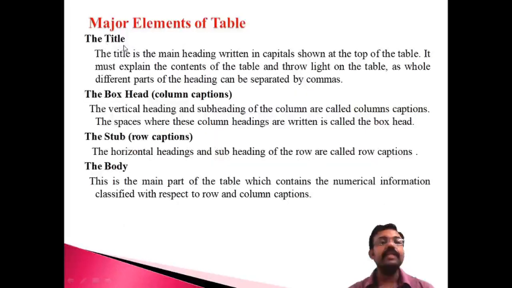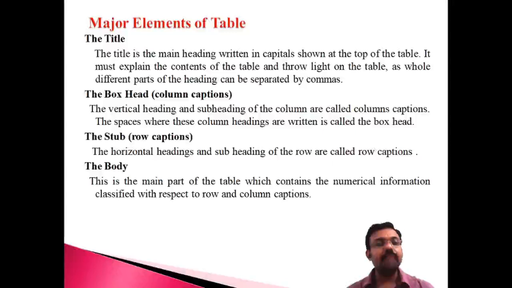Okay, the first important element is the title. The title is the most important, the precious element in the table, because we can easily identify the nature of the table with the help of the title. So a proper title is essential for a good table. The heading written in the caption is always shown on the top of the table. This is known as the title. Without the title, we cannot easily identify which category the table is related to. So the first important element is the title.